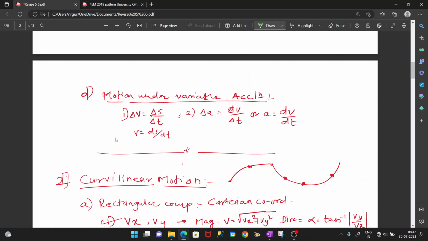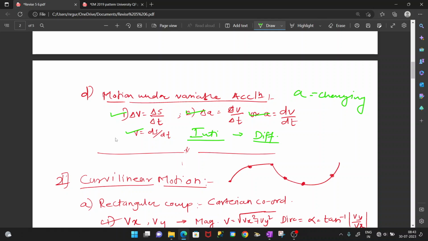The last type from the rectilinear motion is motion under variable acceleration. Now a changes, a is always changing. So particularly the formulas which are applicable here are these, and we have to use integration as well as differentiation. So one step up, step down. When we are going to see a step up, we have to use integration. When step down, we have to use differentiation.